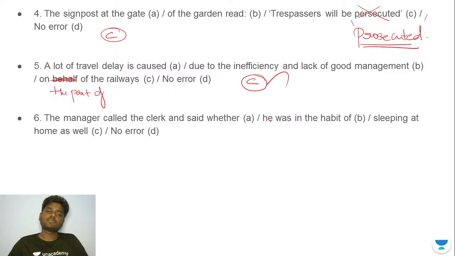That's it. Okay. And the sixth one: the manager called the clerk and said whether he was in the habit of sleeping at home as well. Fifth one, it is C, right? Soundarya, if I'm not wrong. Fifth one should be C. It's not on behalf of, it should be on the part of the railways, right?